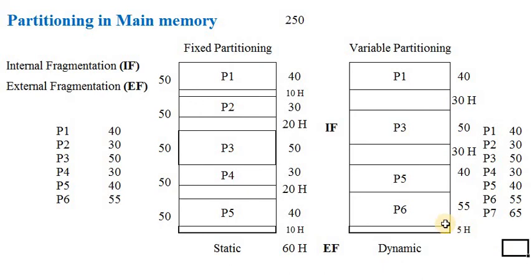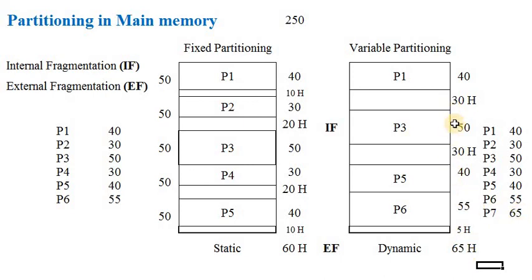When a new process came here, like P7 with the size 65, is this 65 available in the main memory or not? Let us count all these holes here: 30 plus 30 plus 5, that is 65. So 65 is the total size of the holes. Now if a new process came here with the size 65, based on our condition, we can allocate that process into the main memory, right?